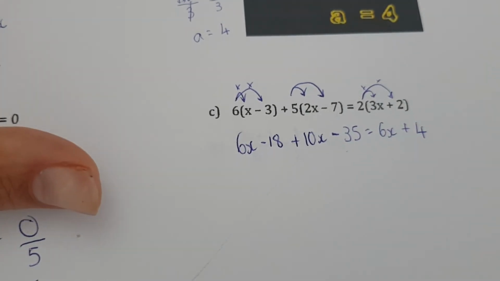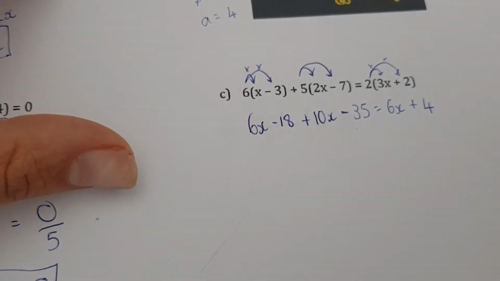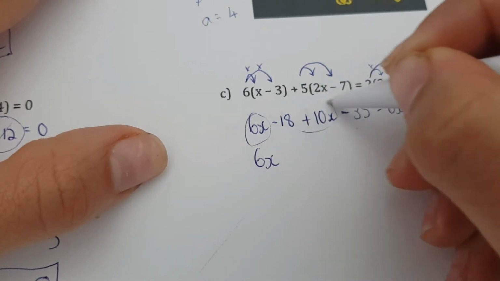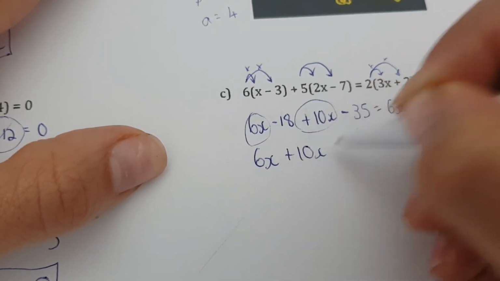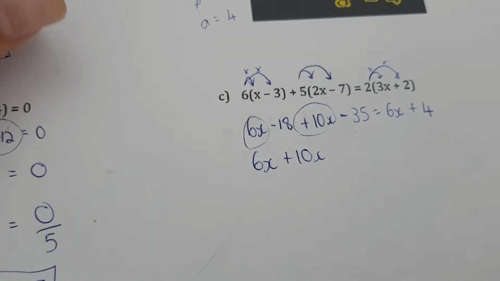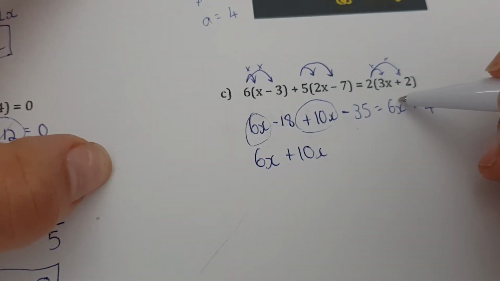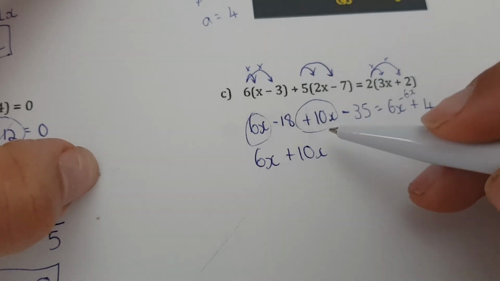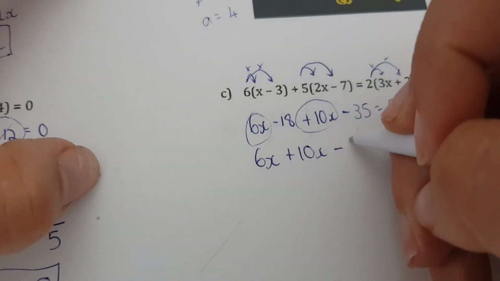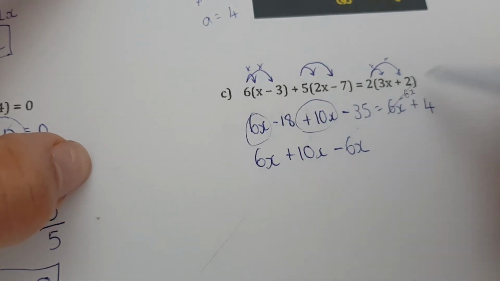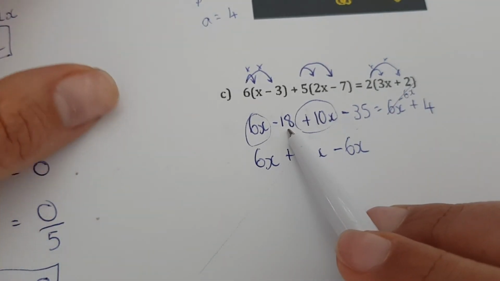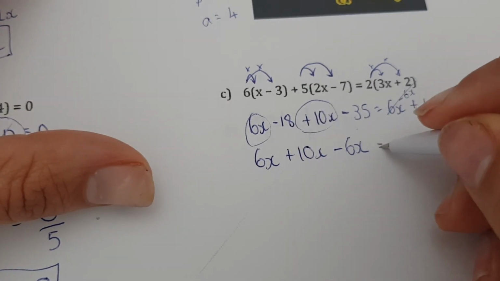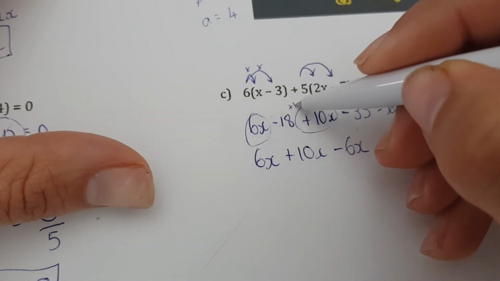Okay, now x is on one side, the number is on the other side. So I have 6x, I have 10x, these are on the same side, so the signs remain the same, but the 6x needs to be eliminated from here, so I need to add a minus 6x and add a minus 6x on this side as well. Now the minus 18 should be eliminated from this side, so it will go to the other side of the equal sign. So instead of minus 18, I need to add an 18.